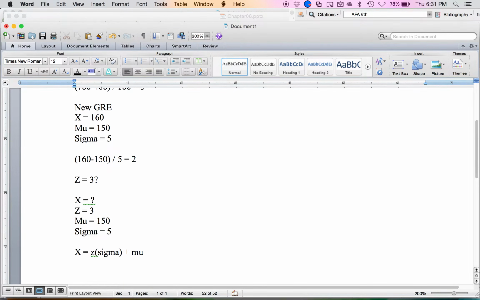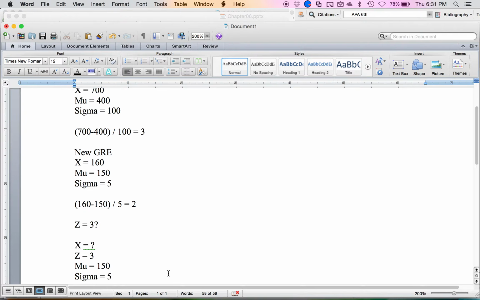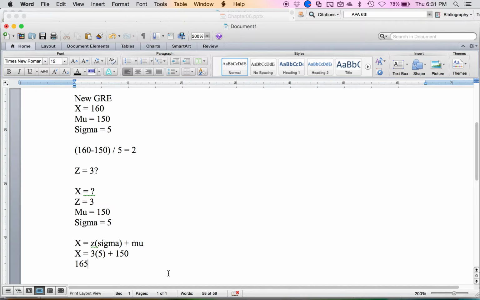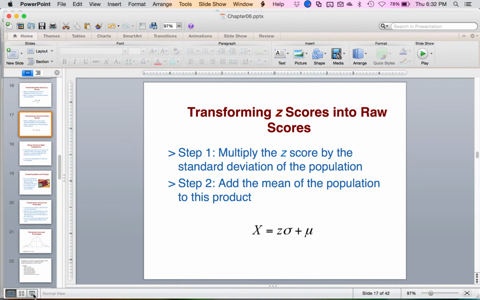And also a plug and chug problem. So I would say 3 times sigma, which in this example is 5, plus mu, which is 150. So that means they need to make 165. So if they want to be comparable to my first person here who has a z-score of 3, they need to be making 165. Okay.